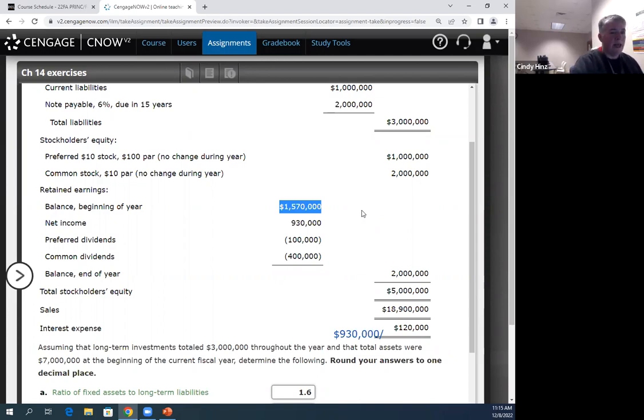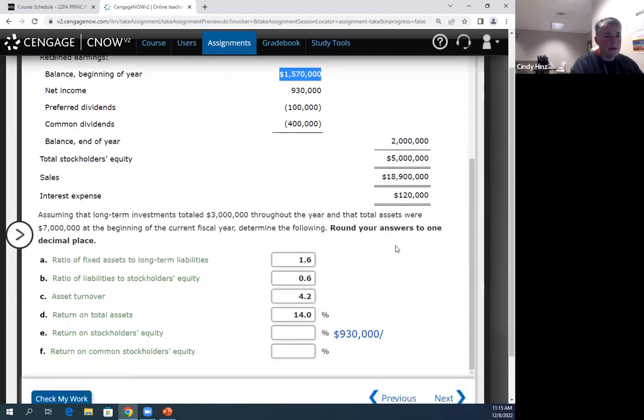And I found that the average stockholders' equity, if I scroll back down here, was $4,785,000. We can divide that into the net income, and round to 1 decimal place. Again, just like return on total assets, return on stockholders' equity is expressed as a percent.